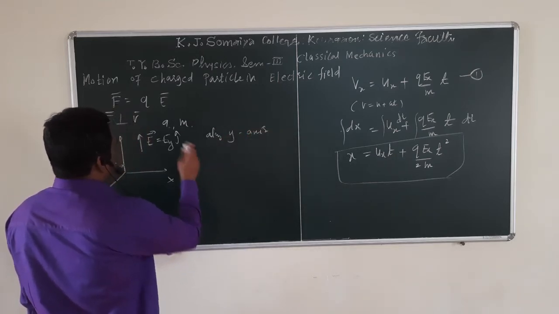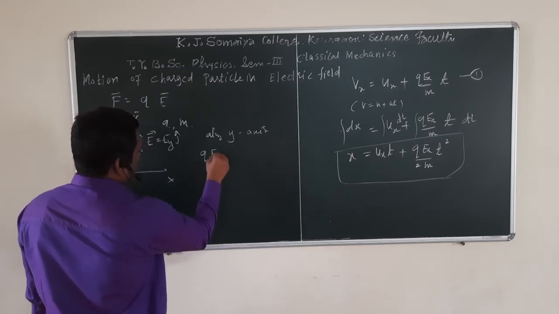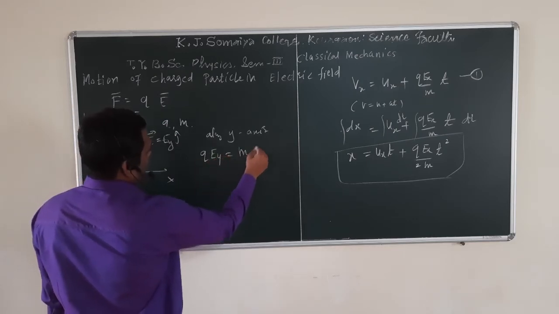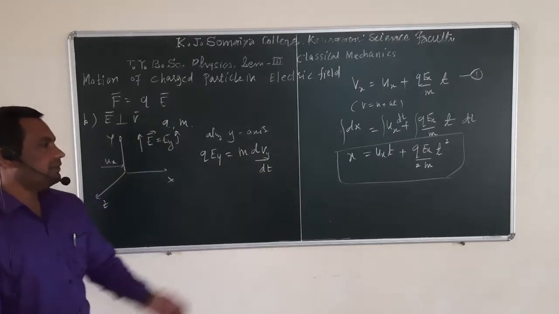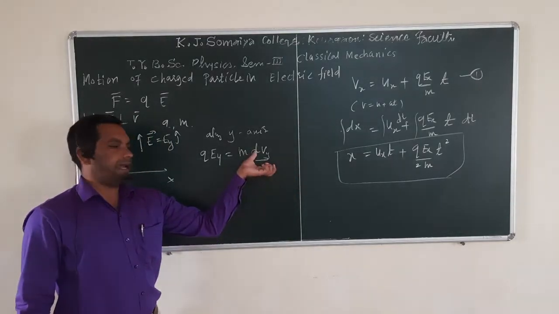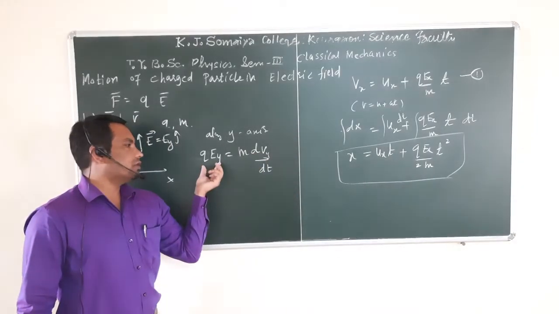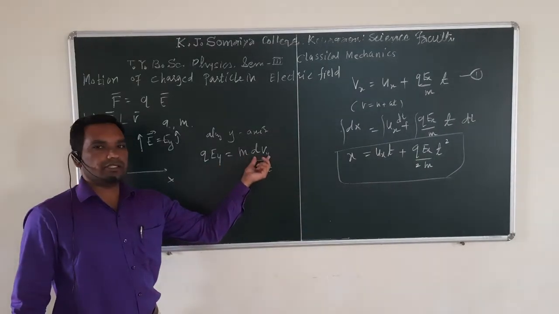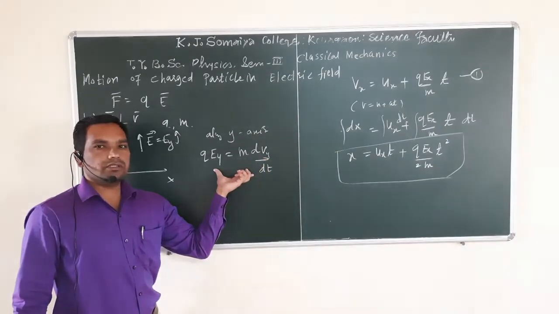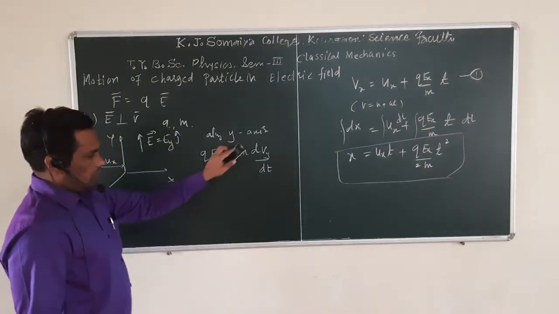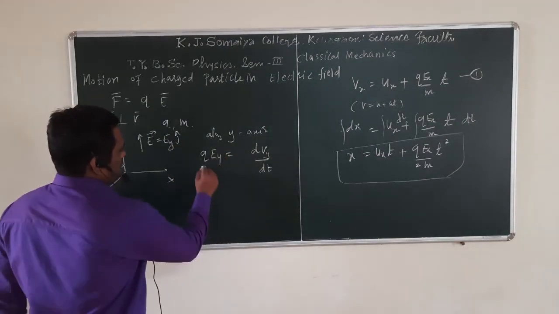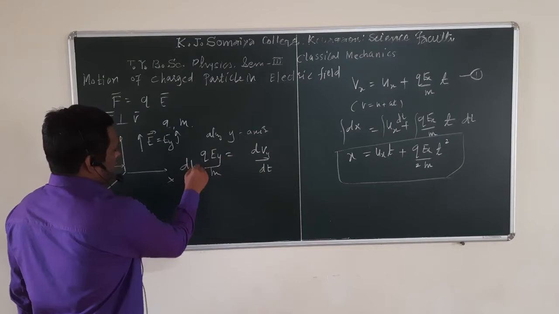Force, which is the Lorentz force, q Ey, is equal to m times the y component of acceleration, dvy upon dt. This is acceleration. So force is equal to mass into acceleration, and we have applied Newton's second law along the y-axis. So again, how can we solve this equation? dvy is equal to q Ey upon m, dt.